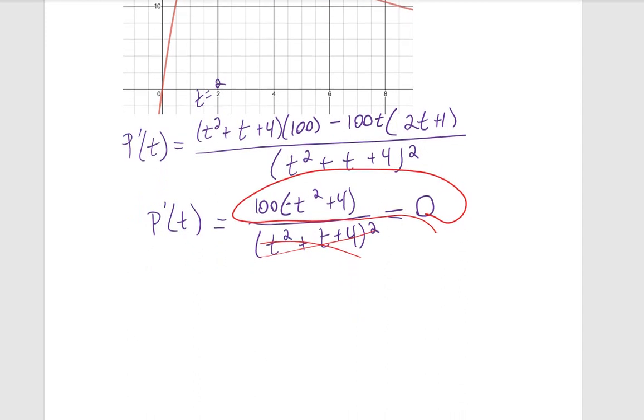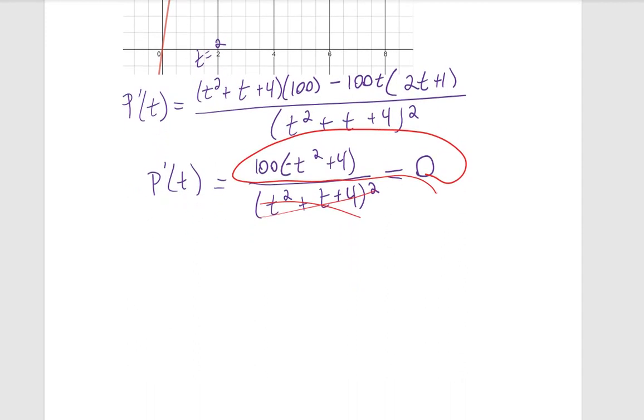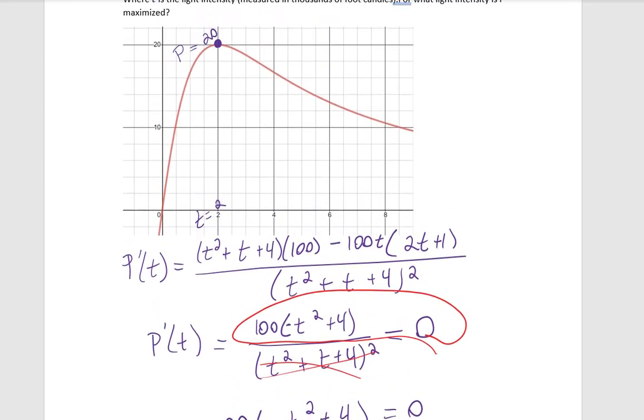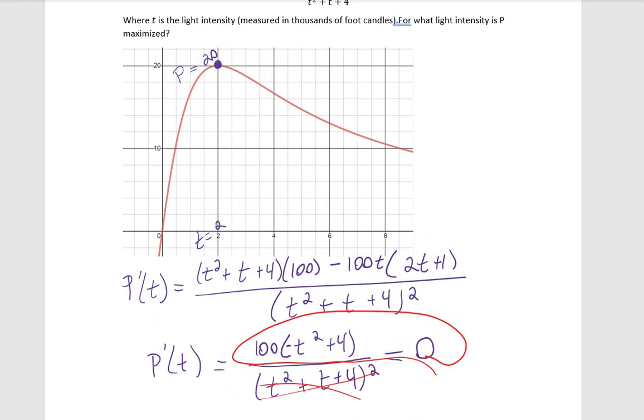The reason for that is that the bottom is never going to equal anything that would make the whole thing 0. You're not allowed to divide by 0. Only the top will give you a 0. So that means 100 times negative t squared plus 4 has to equal 0, which means that our t-value has to equal 2, which is exactly what we surmised when we looked at the graph, because we are so smart.